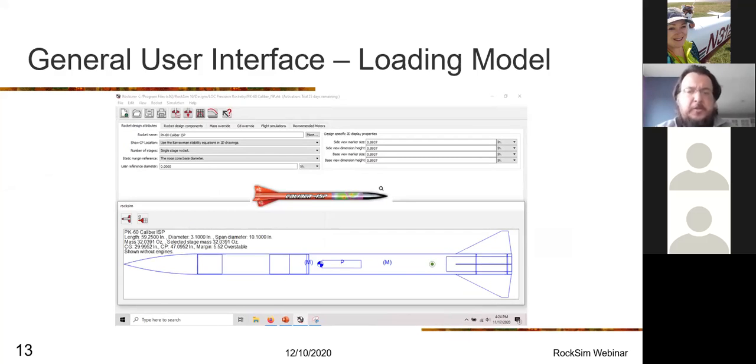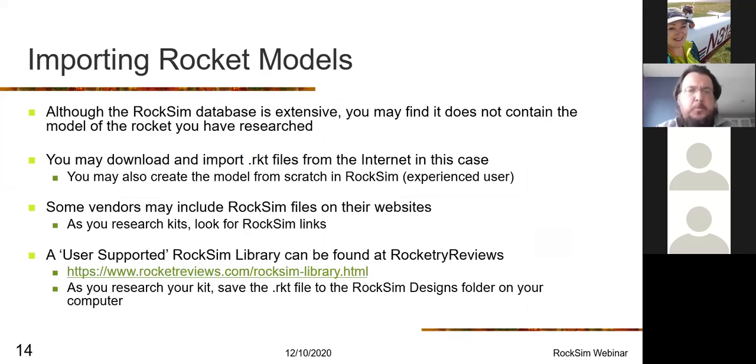So you can see there's the ISP, and then there's a picture of the ISP. Importing rocket model. So although the Roxim is extensive, you may not find your rocket in the Roxim database. You'll have to import the model. You can download and import .rkt files from the internet. You could also create one from scratch, but that's usually for more experienced users. So we don't recommend that if you're a new team or new user.